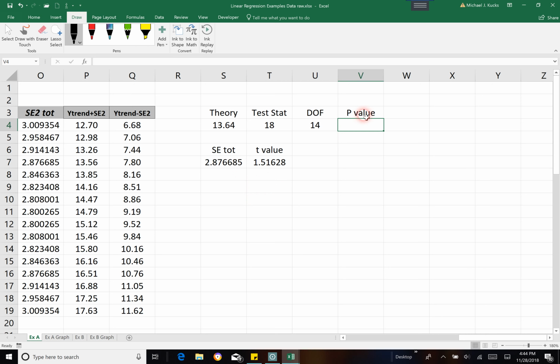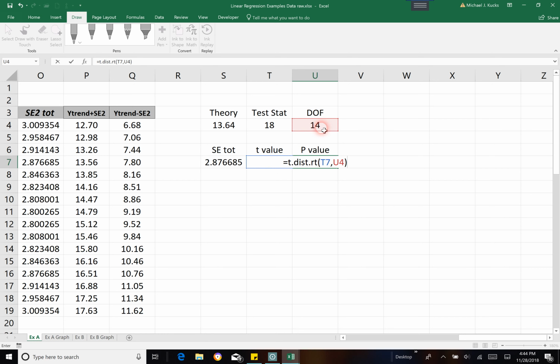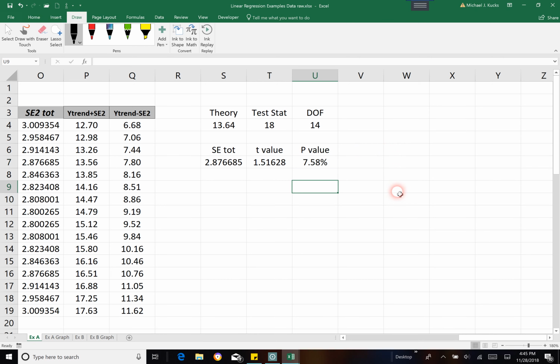Now I can do this. Let me move this down. Equals T.DIST.RT, and now I know that this says x in here, but it really must be a t-value. And degrees of freedom is 14, and we have 7.5%. Right, so my p-value is 7.5%. So there's a 7.5% chance that I could get an 18-inch snowfall in Chicago in year 2007.